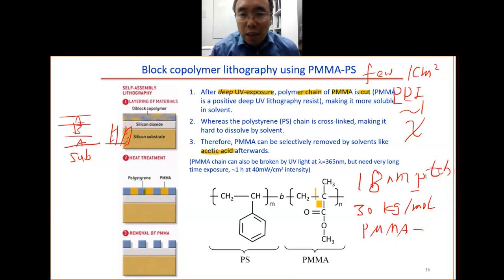So the chain here will be cut. This is the PMMA. For the polystyrene, it is the negative resist to deep UV. Negative resist. The chain will be cross-linked. This one will become more stable, cross-linked. As a result, you can remove PMMA and you leave behind the polystyrene. This method looks very good, but in reality, this does not work well because of the capillary force.